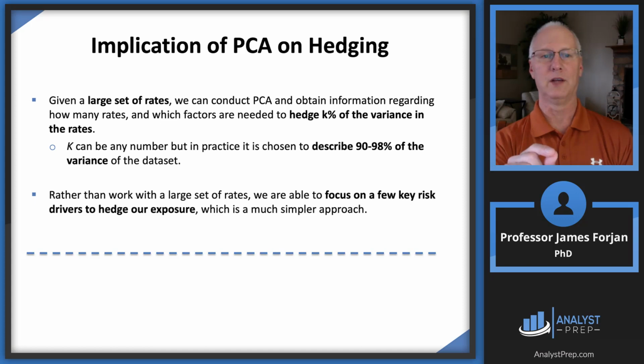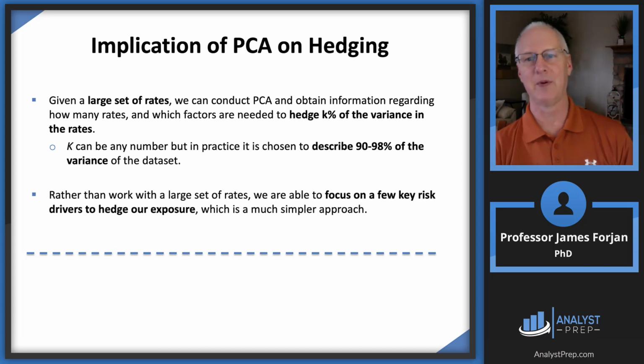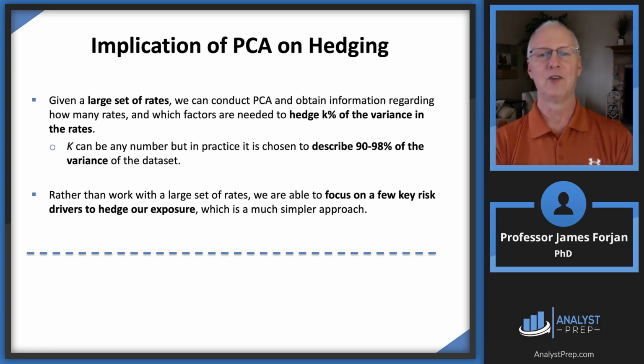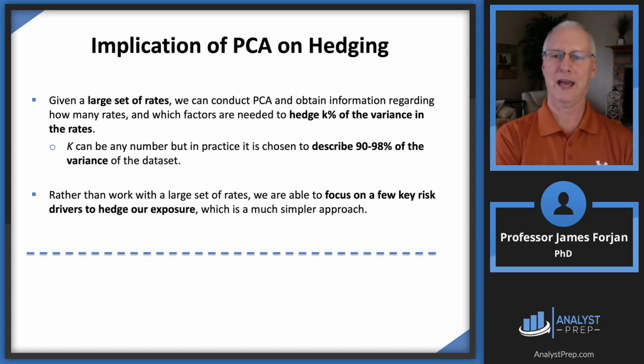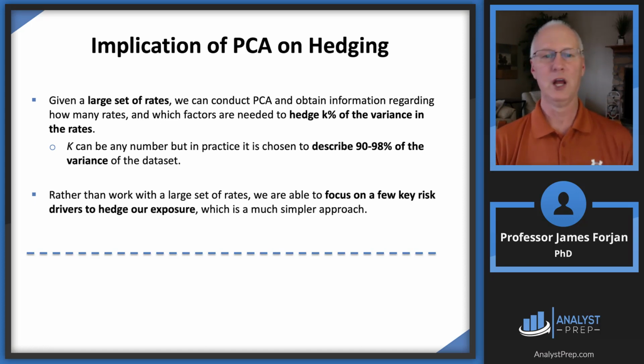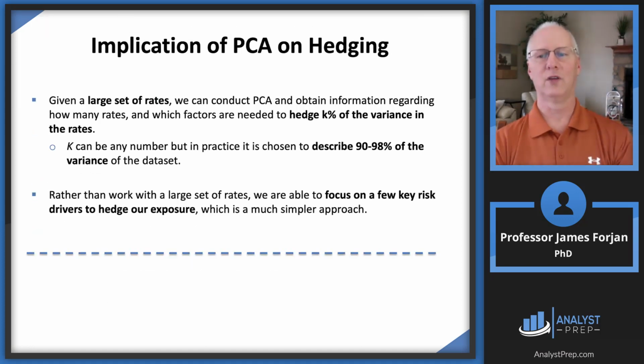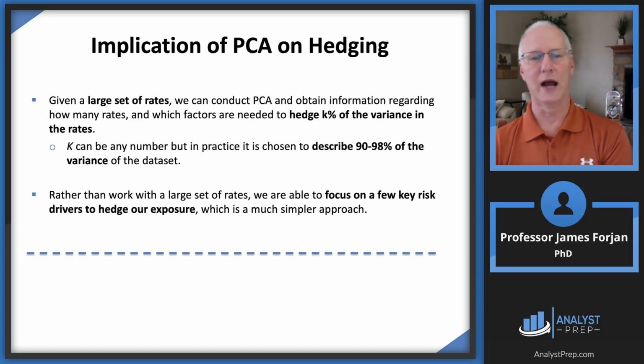So notice what I say there in that first block point. Which factors are needed to hedge K% of the variance? And so what the chapter tells you is that you can describe about 90 to 95 or 98% with those K% of the variables. Maybe it's 10%, maybe it's 20%, but it's not 100%. And so notice what I say there in conclusion. We are able to focus on a few key risk drivers to hedge our exposure, right?